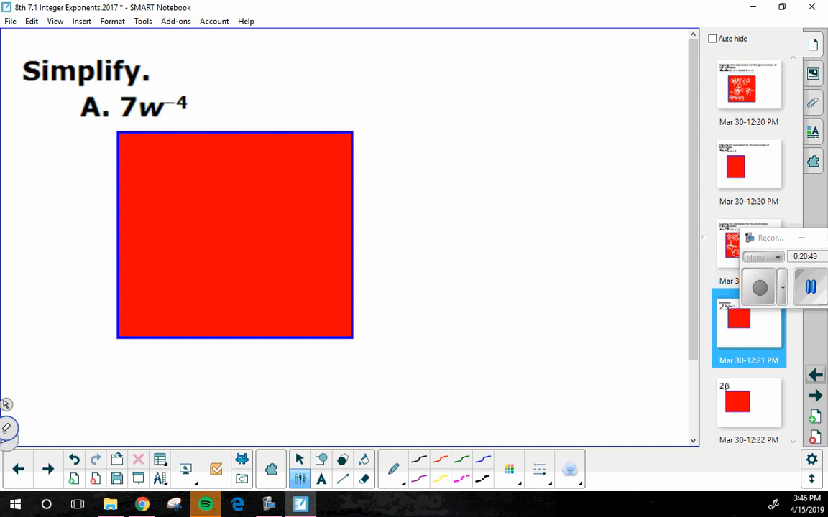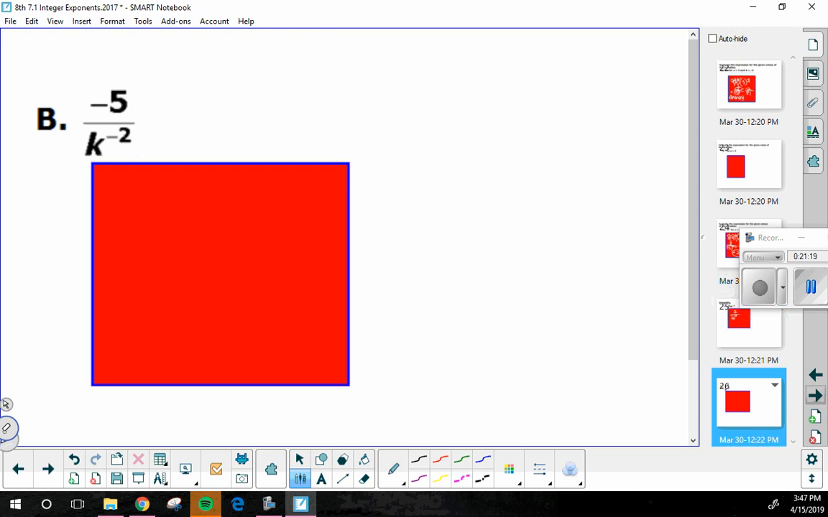So let's look at 7. Move, stay, or go away? Stay. The W, move, stay, or go away? Move, because it's got a negative exponent. So that means this is going to be 7 over W to the now positive 4. That's what it is, simplified. Yes. Okay, let's try this one.